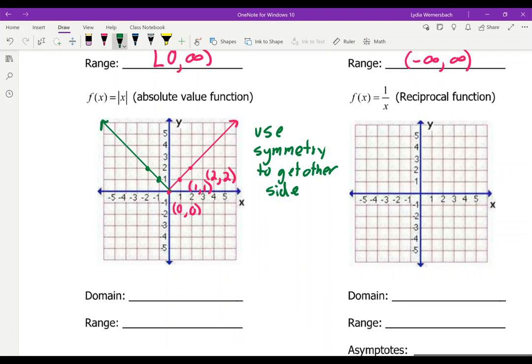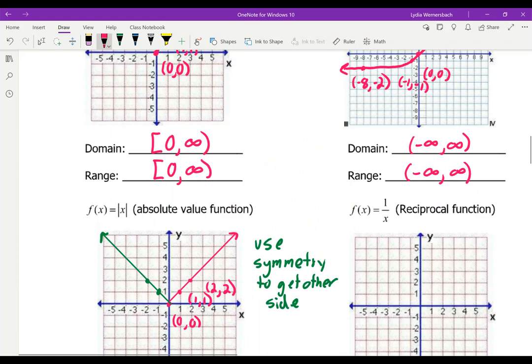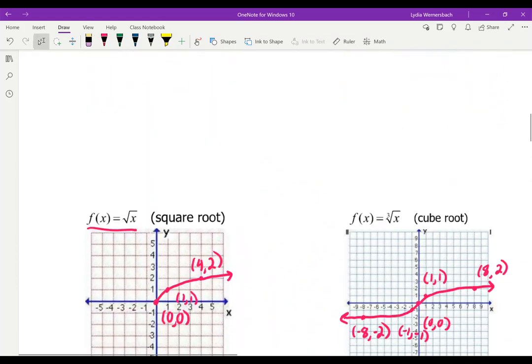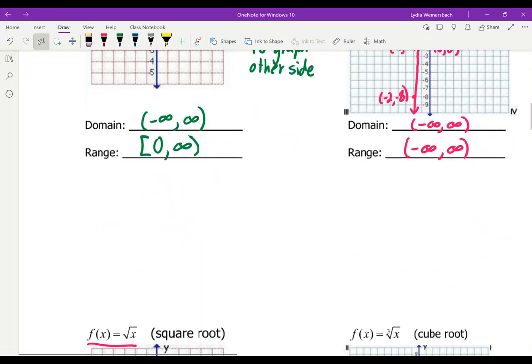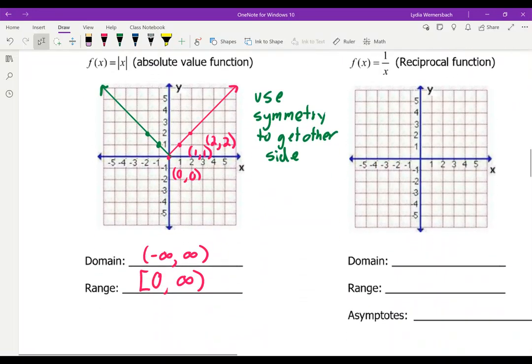So domain didn't really change here, right? We can plug anything in. It's still going to be -infinity to infinity. But that absolute value makes all of those negative values that we plugged in positive. And so that's what makes the range 0 to infinity. And again, I'm including a bracket on those zeros because we are containing those points, right? We have points at that 0.